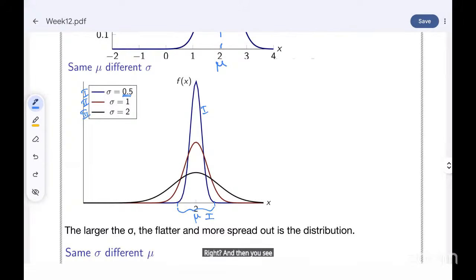And when sigma is equal to 1, it is a little bit more spread. And when sigma is 2, it's even more spread across. So the values are getting spread across more and more. The meaning of standard deviation you can understand from this graph. The larger the sigma, the flatter and more spread out the curve gets.